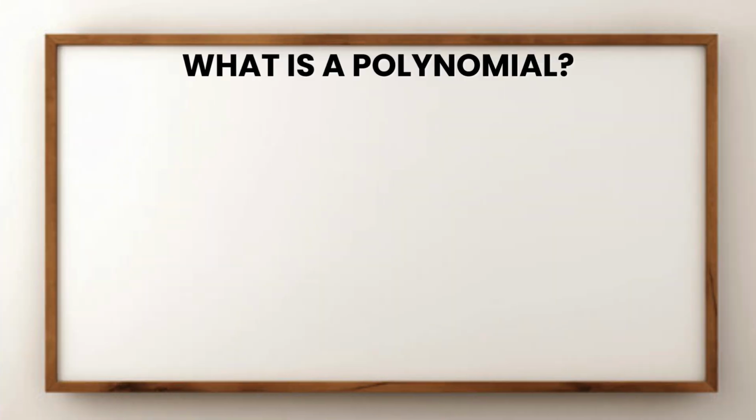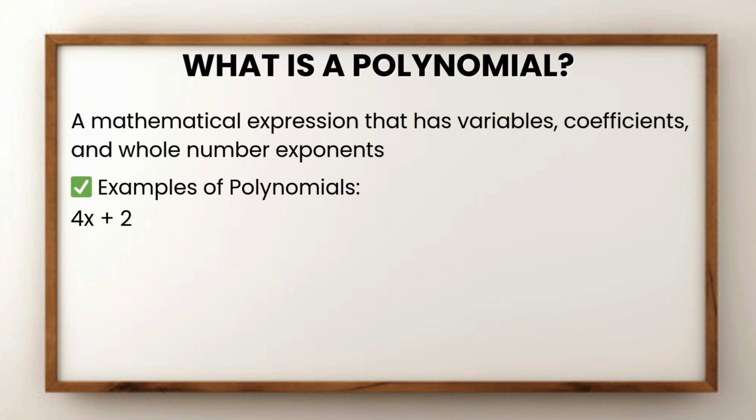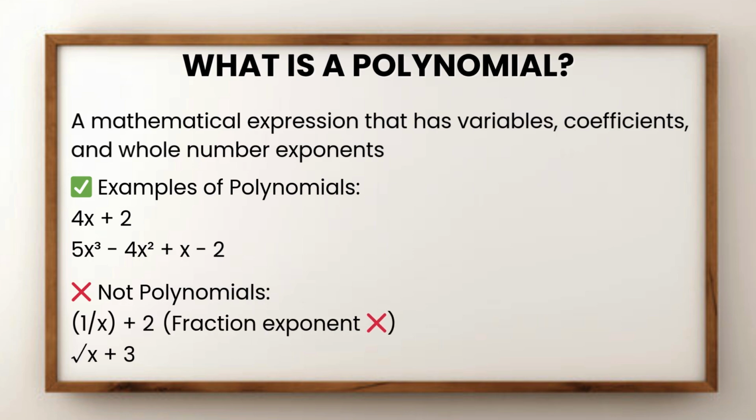A polynomial is just a mathematical expression that has variables, coefficients, and whole number exponents. Let's look at some examples. 4x plus 2 and 5x cube minus 4x square plus x minus 2 are polynomials. However, expressions like 1 by x plus 2 and root x plus 3 are not polynomials because they contain fractions or square roots in their exponents.